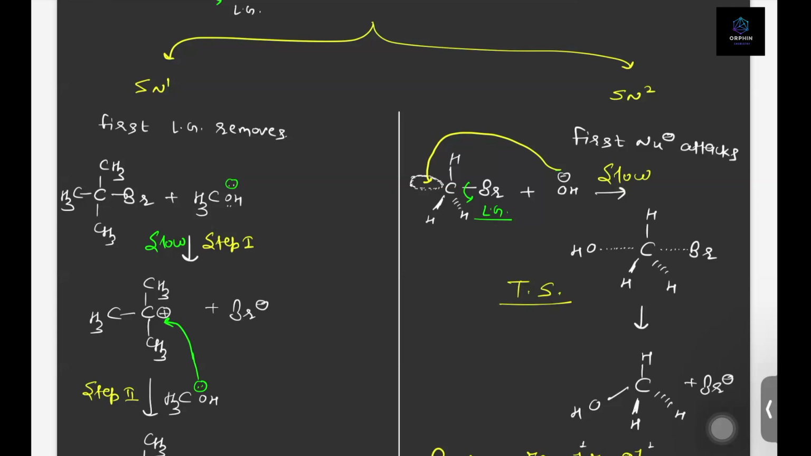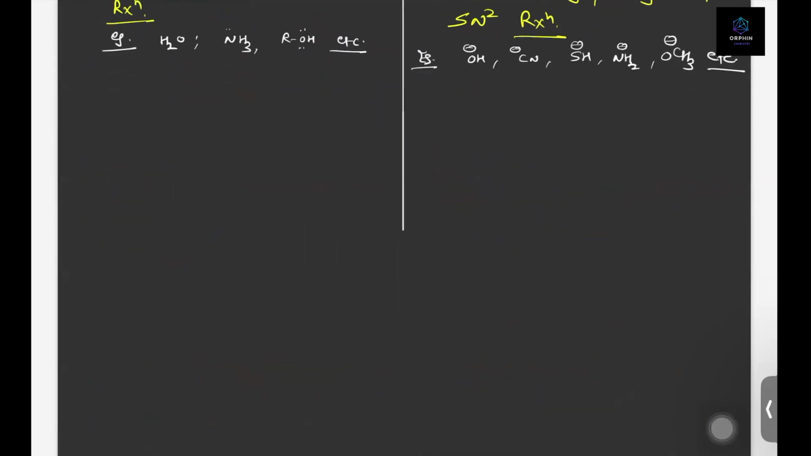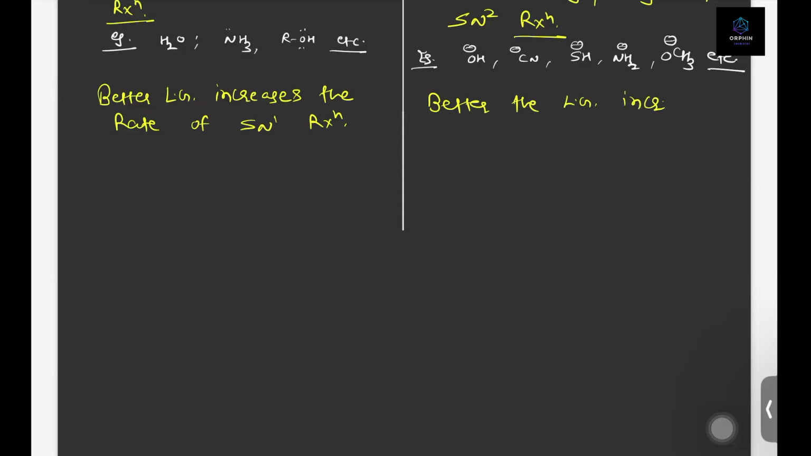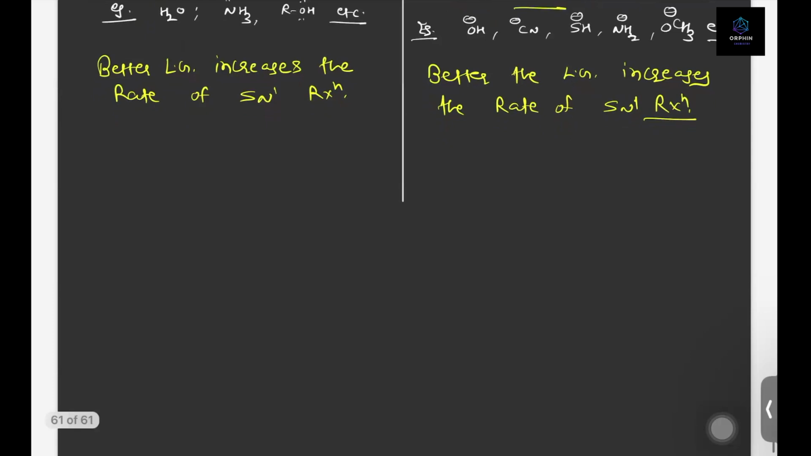So this is common for both SN1 and SN2. So we can write: a better leaving group increases the rate of the SN1 reaction. Same thing here also. A better leaving group increases the rate of the SN1 reaction. Okay, fine.